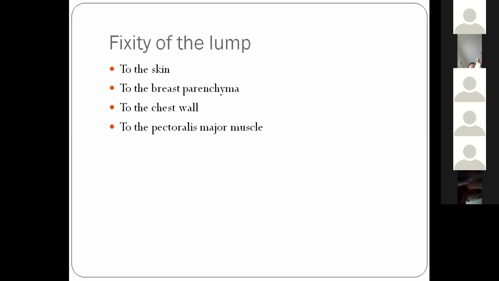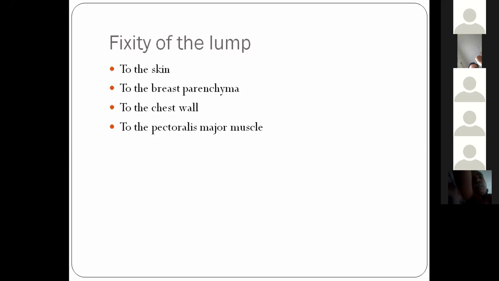If you feel that the lump is mobile, then ask the patient to press her hands against the hips. That is when you are making the pectoralis major muscle tight. Once the muscle is contracted, again check for the mobility of the lump. If you see that the lump is less mobile once the muscle is contracted, it indicates infiltration of the tumor into the pectoralis major muscle.